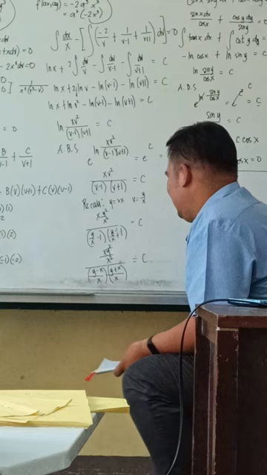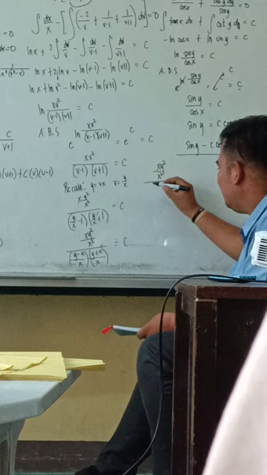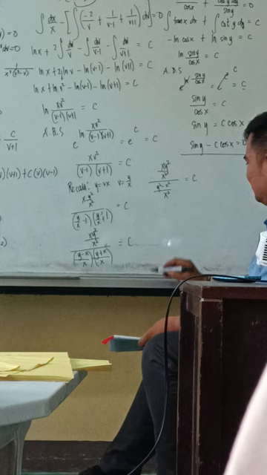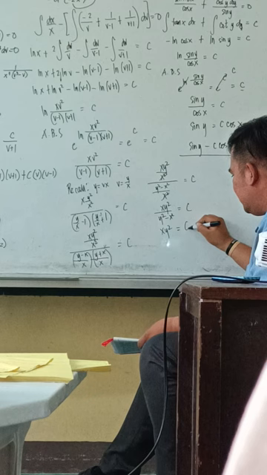You have x y squared over x squared all over y squared minus x squared over x squared is equal to c. So cancel. You have x y squared over y squared minus x squared is equal to c. So x squared y squared is equal to c times y squared minus x squared.